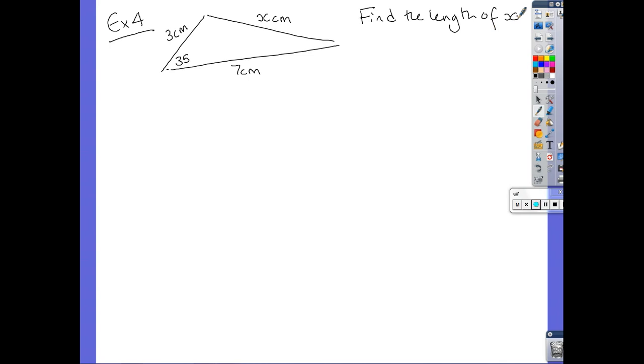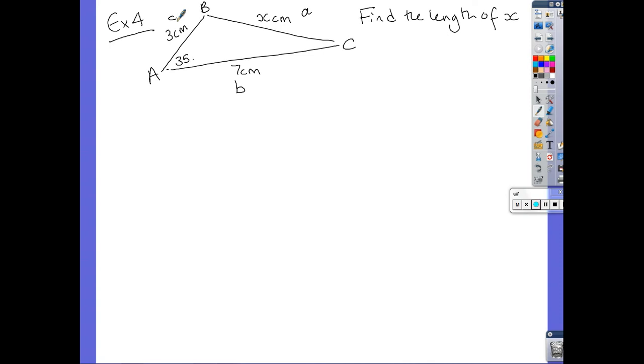Okay, so we want to find the length of x, and we need to label up our triangle again. I said previously that with the cosine rule it is important that we label the correct angle A. In this case we've been given the angle here of 35, so that will be our A. It doesn't matter about the other two angles, so we can call them B and C. Now we label up our sides, so this would be side A, side B and side C.